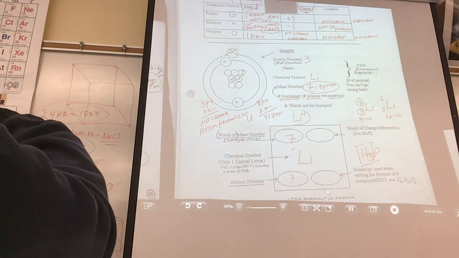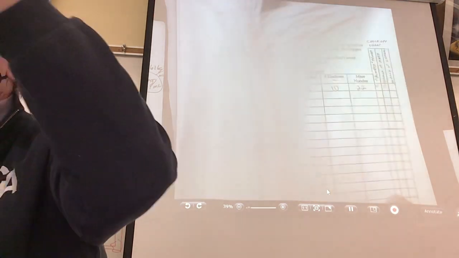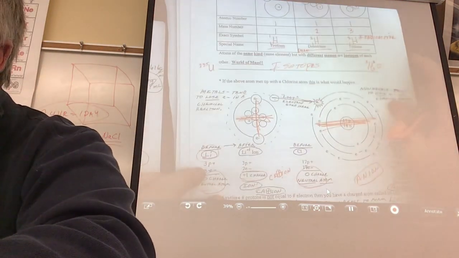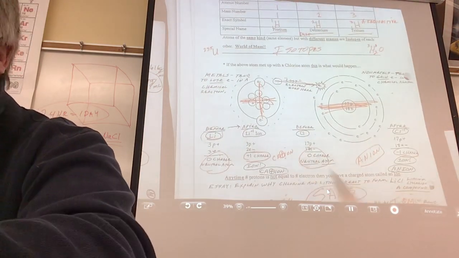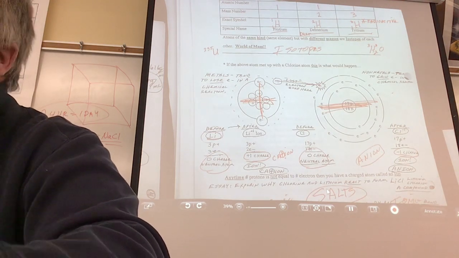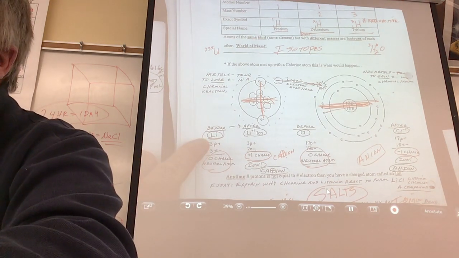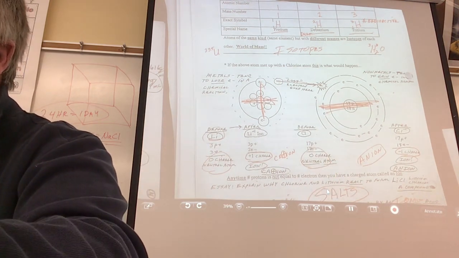Notice that I'm not trying to mesh the world of mass and charge. They're all separate in here. If you keep them separate, you're going to understand this. Now we go down here, and we see that lithium, before I brought it close to the chlorine, was just a neutral atom, lithium. There's his symbol right there. And chlorine was just chlorine. It had 17 protons, 17 electrons, just chlorine.